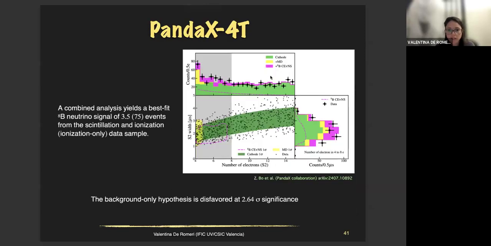Then just after this announcement, the PandaX collaboration, the Chinese experiment, also published a paper where they announced that they reject the background-only hypothesis at almost 3 sigma significance. So this means that the CEvNS process is already accessible also using these dark matter experiments. So this is very, very interesting.